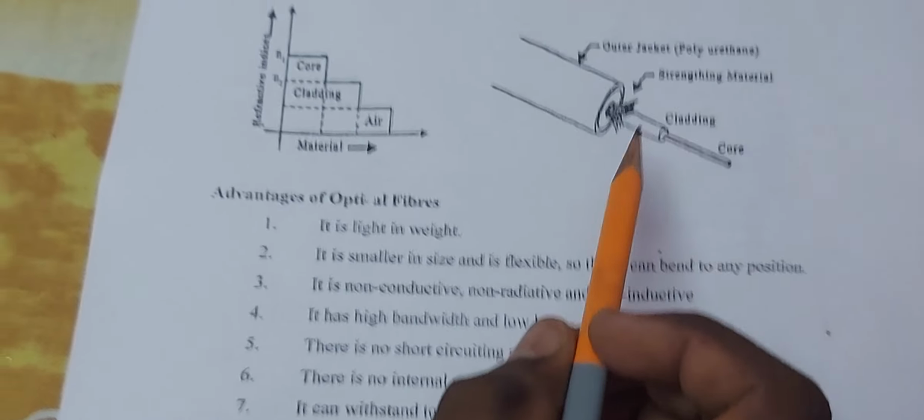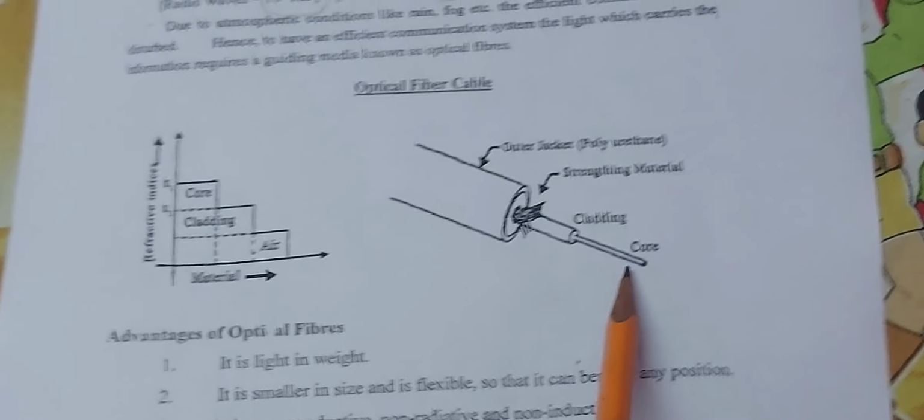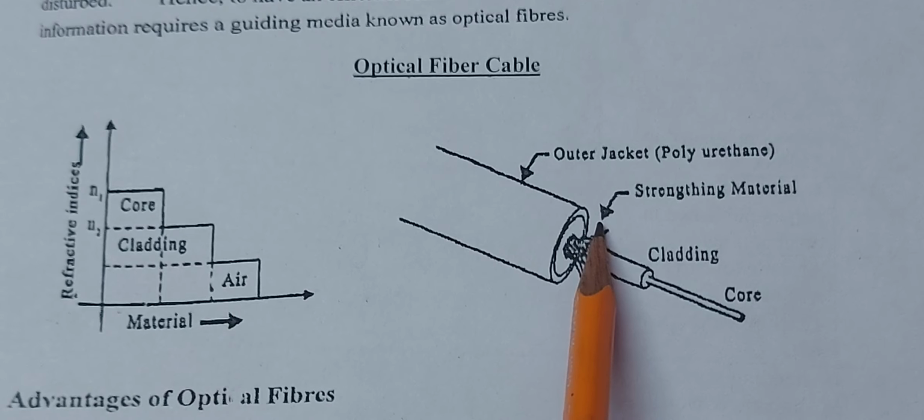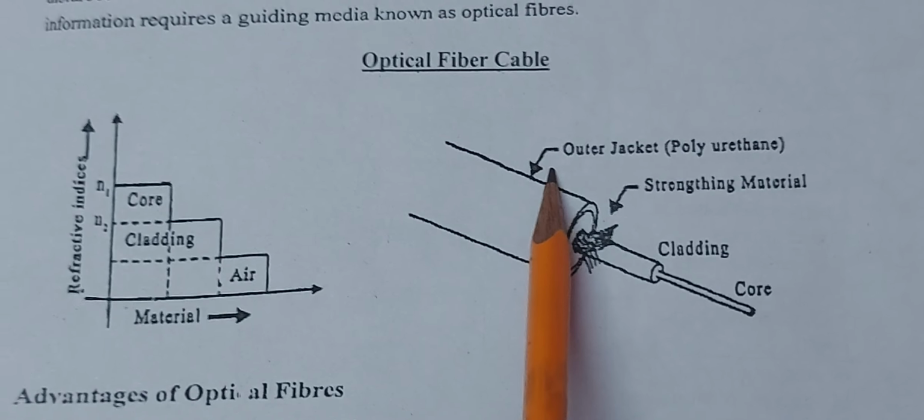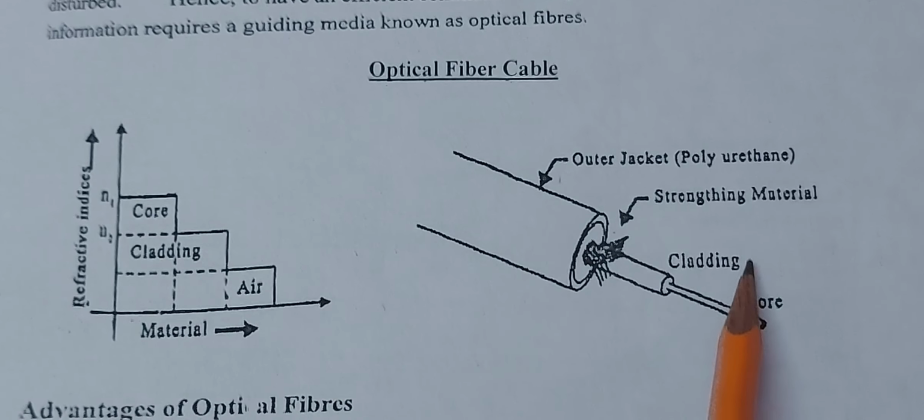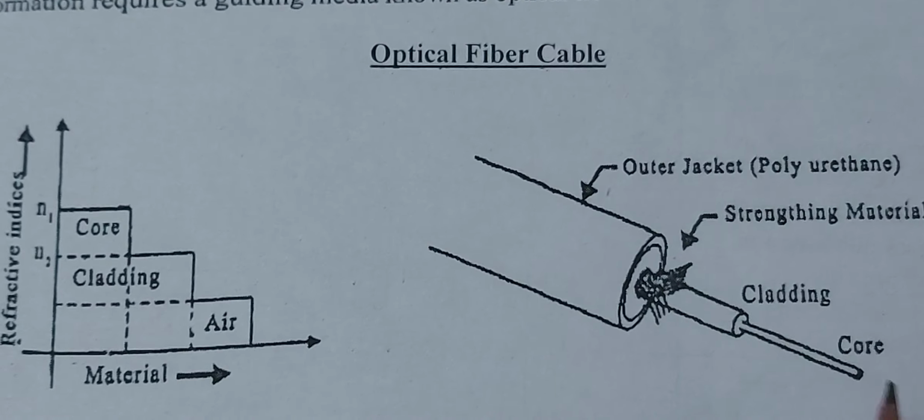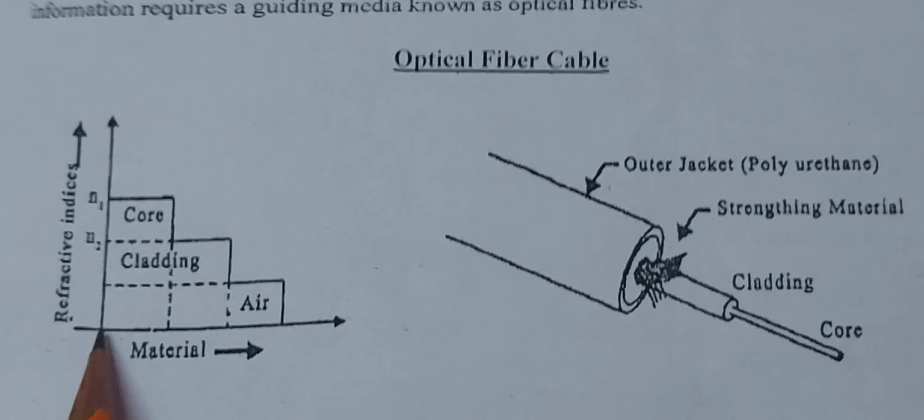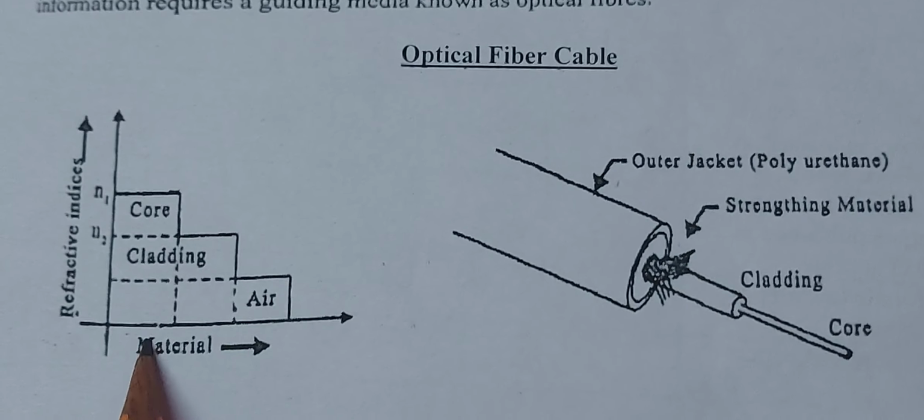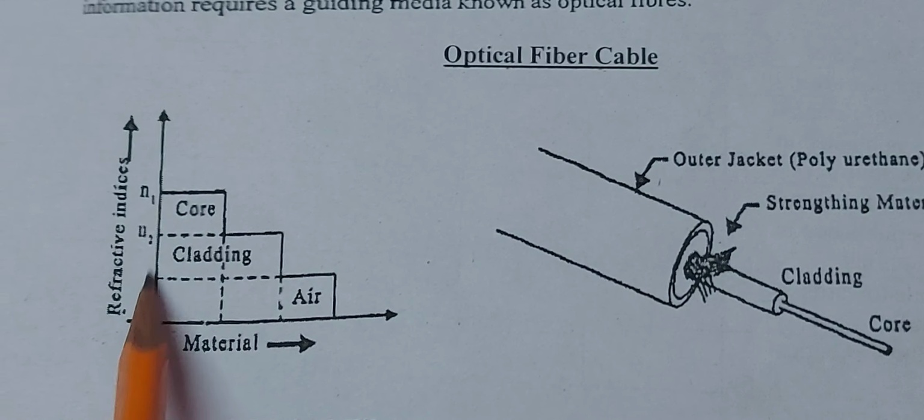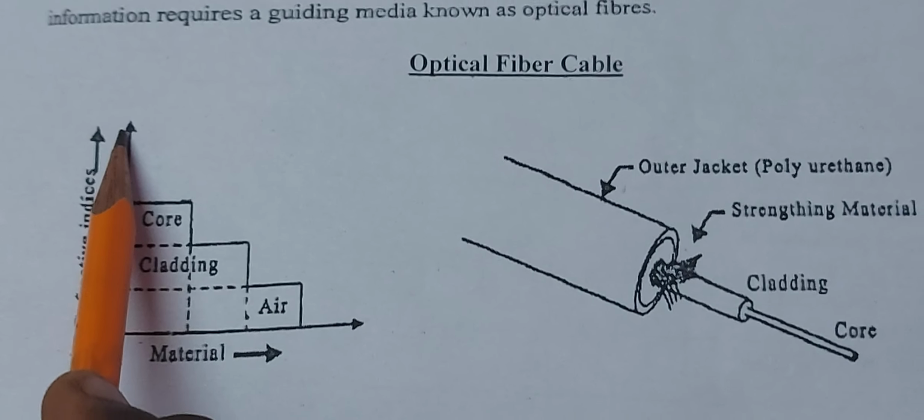Next, this is the optical fiber, which consists of the core, cladding, strengthening material, and then the outer jacket. This is the structure of the optical fiber. Here is a graph drawn with the material along the x-axis and the refractive index along the y-axis.